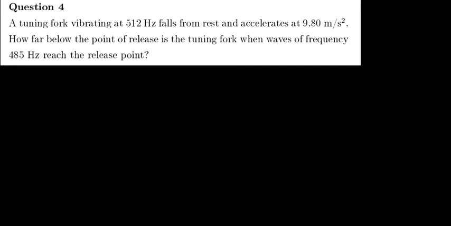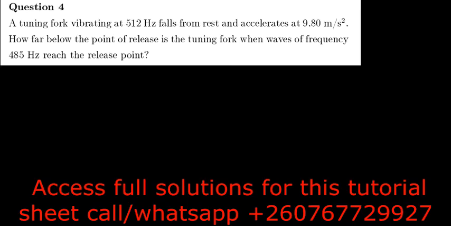Okay, so now we're on question 4. So question 4 is saying, it's the same question under Doppler effect. A tuning fork vibrating at 512 hertz falls from rest and accelerates at 9.8 meters per second squared. How far below the point of release is the tuning fork when the wave of frequency 485 hertz reaches the releasing point? So now let's see.